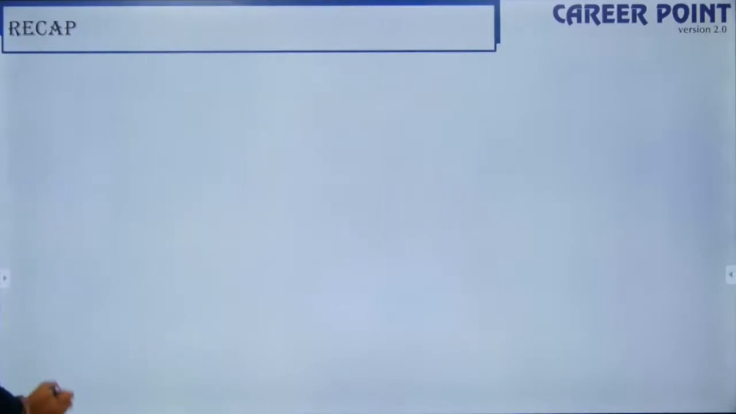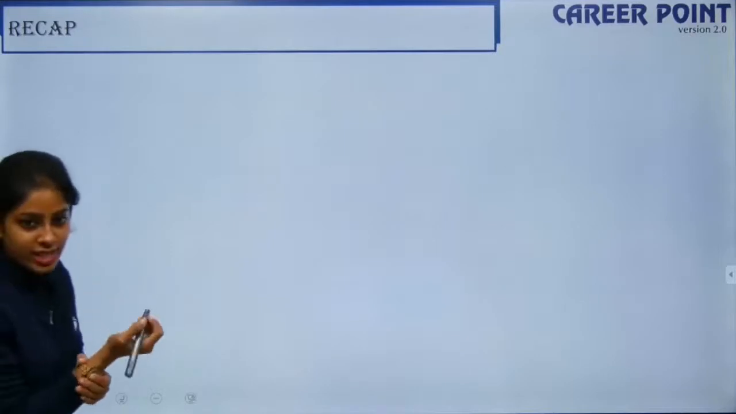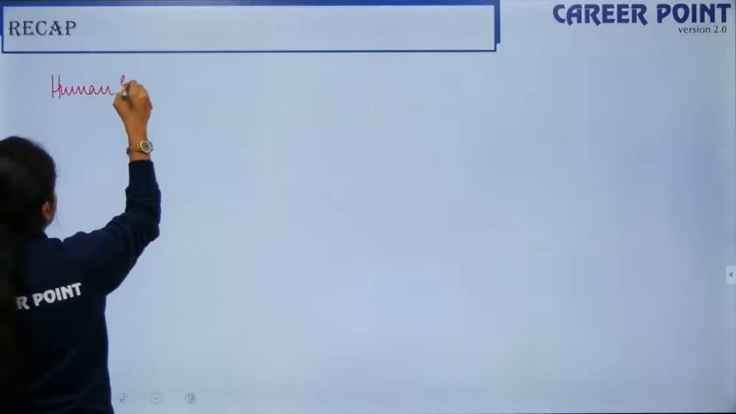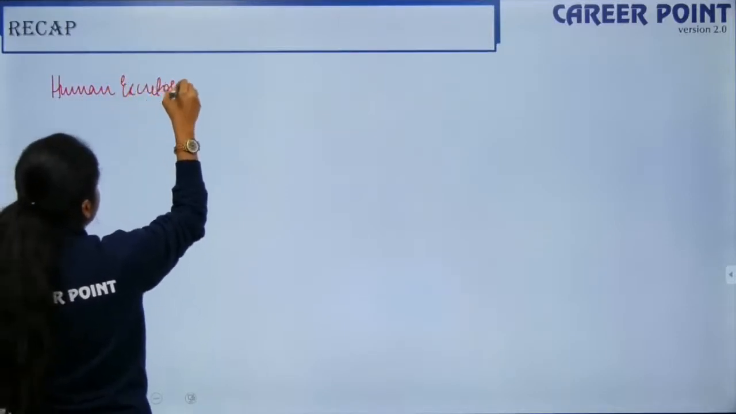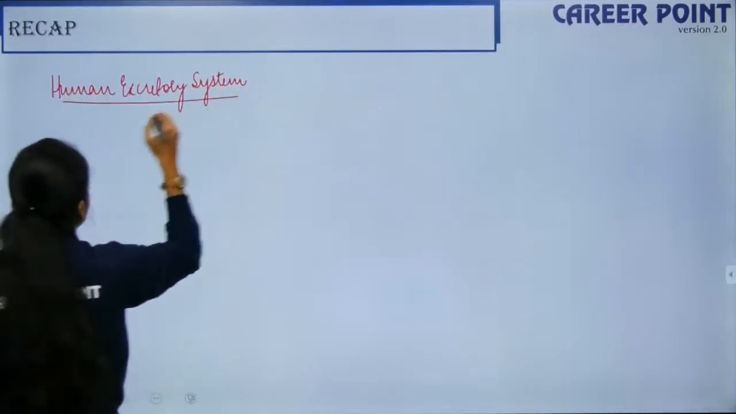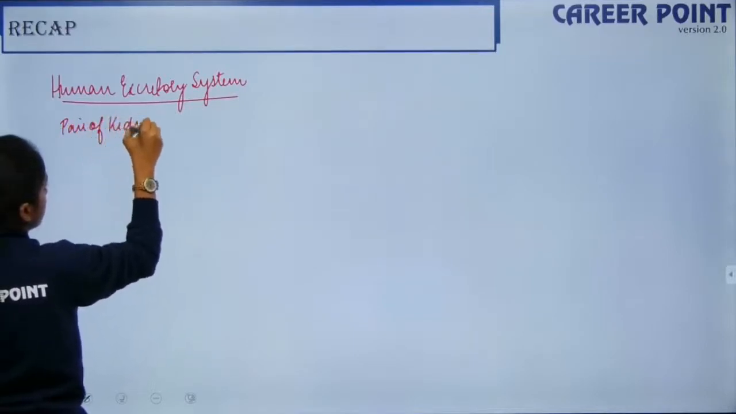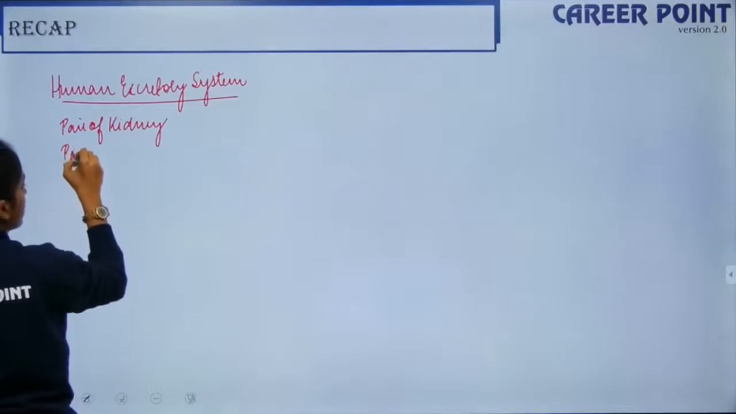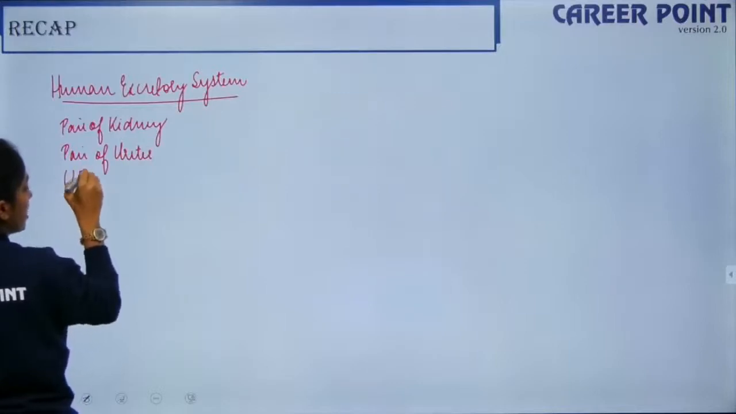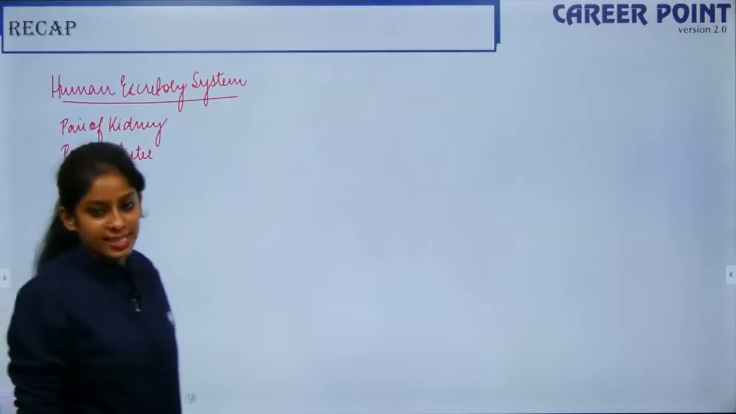Okay, so what are the parts of the human excretory system? We were talking about the human excretory system, so we will start from there. The human excretory system consists of a pair of kidneys, a pair of ureters, one urinary bladder, and the urethra. So these 4 things make up the excretory system.